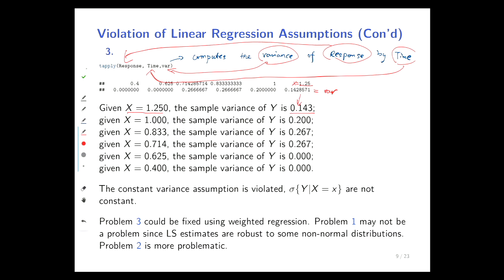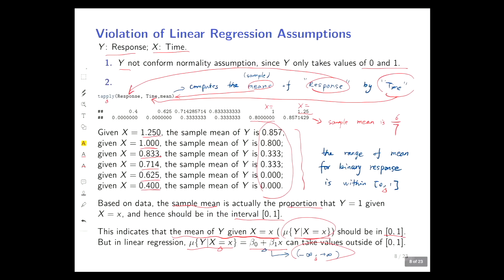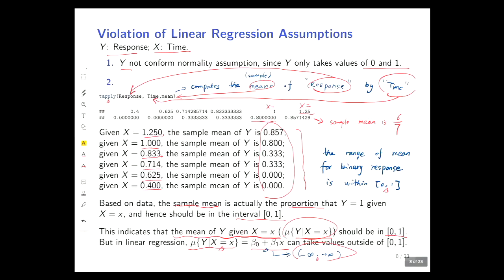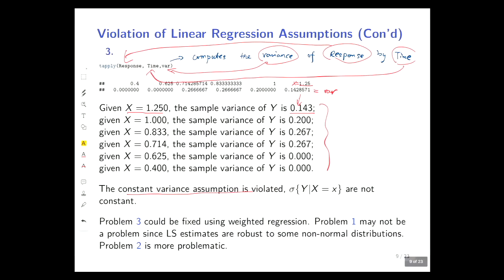By observing this kind of results from R, we can find that the constant variance assumption is violated, because given different values of x, we always have different values of the variance. So in conclusion, we have these three problems. The first problem is that y is not from the normal distribution. The second problem is that the range of the mean for this binary response is within 0 and 1, which is not from minus infinity to infinity in the multiple linear regression model case. And the third problem is that we do not have the constant variance assumption for the binary response variable.